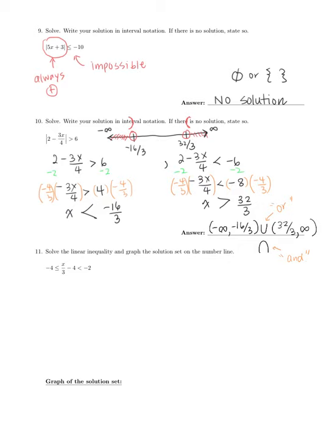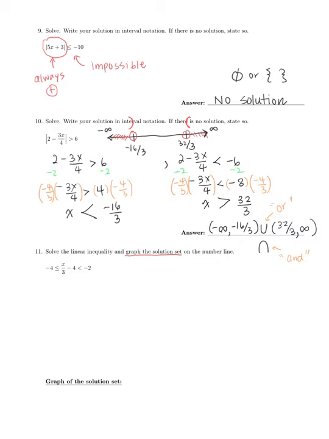Moving right along, so now let's go with 11. Solve the linear inequality and graph the solution set. Okay, so in this case, we're asked to graph the solution set now. I did not ask you to write in an interval notation. Okay, so let's take a look.